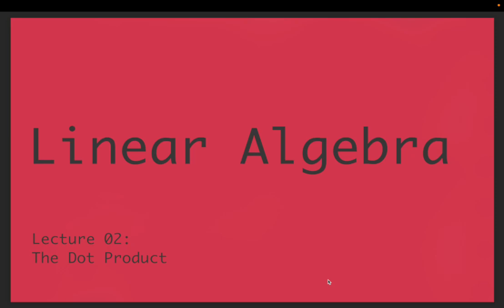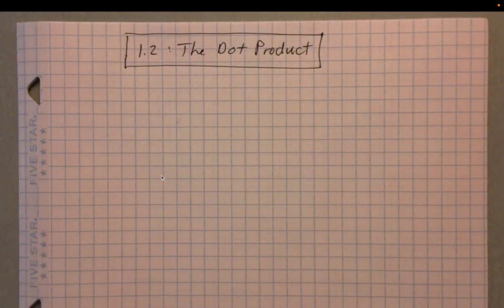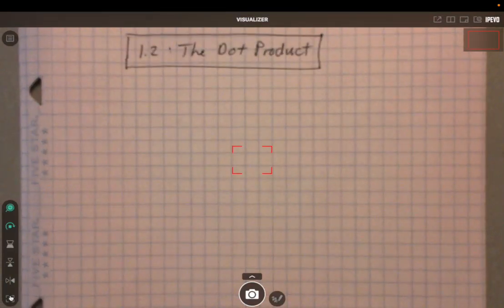Now, if you took Calculus 3, you will have had some experience with the dot product. It comes up early in that course as part of the gear up for three-dimensional calculus. But here we're going to give it a little more thorough of a treatment. We're going to delve into it a little bit deeper. This is just the first of several different types of products that can be defined on vectors. So we'll get started. Let's jump into this. We'll call it section 1.2, the dot product.